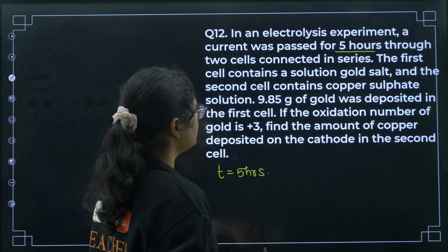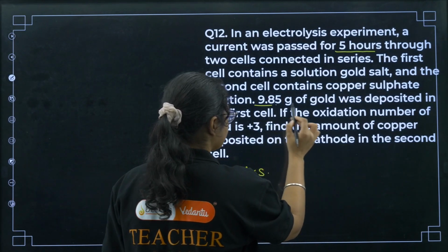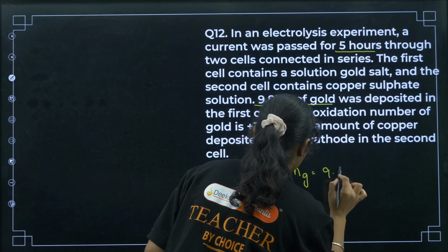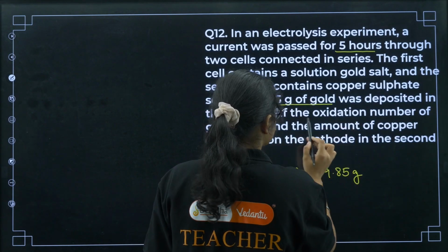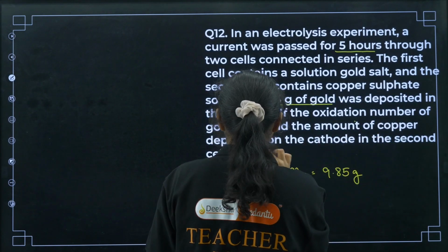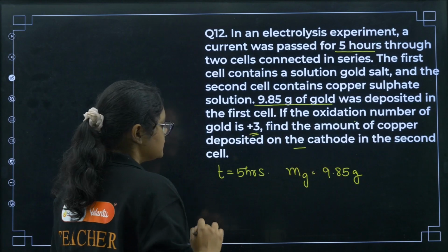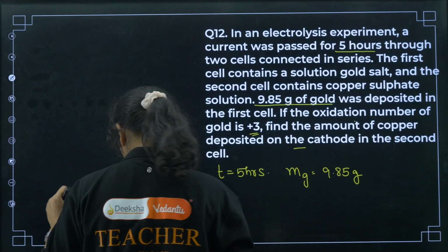Next we have been given a gold salt, so there is gold and copper. 9.85 gram of gold was deposited, so the mass of gold was 9.85 gram. In the first cell, if the oxidation number of gold is +3, calculate the amount of copper deposited. To calculate this, we can use a direct formula.